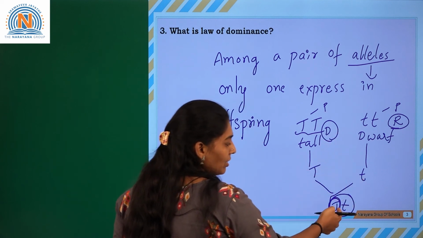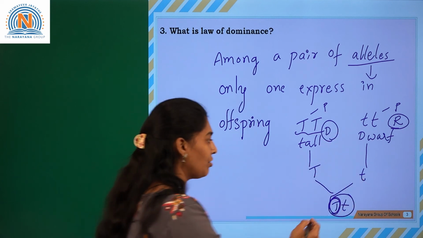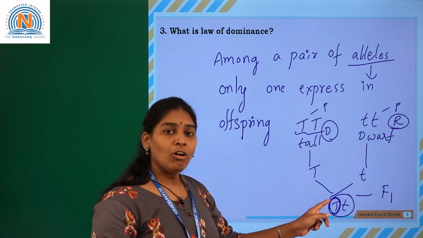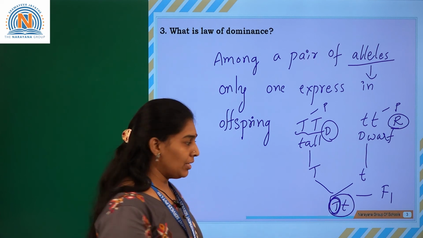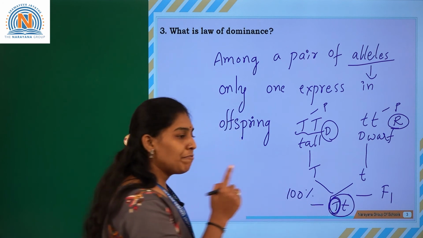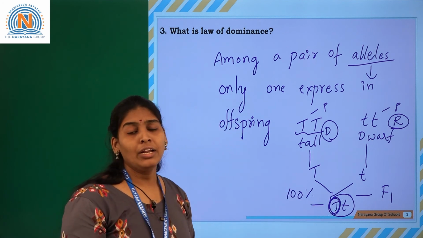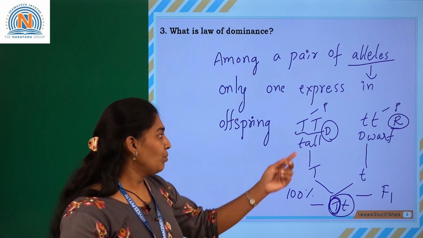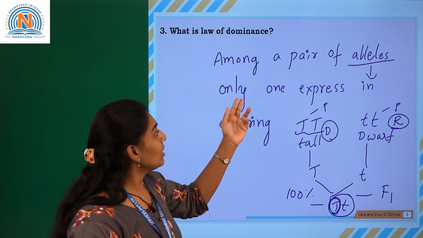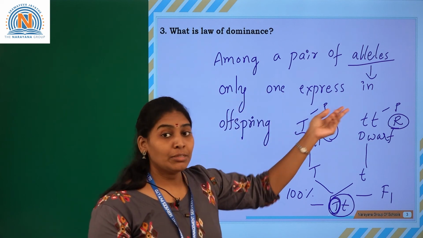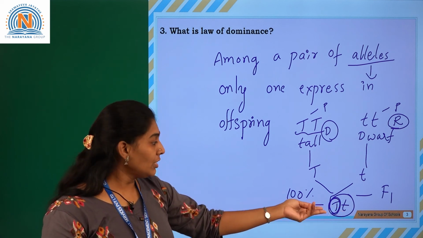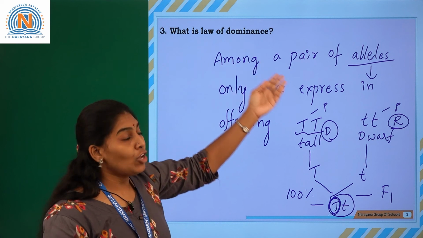Both the alleles are there in the offspring in the F1 generation, but it is expressing that all the 100% plants are tall plants. So every time the F1 generation expresses the dominant character only. From these two, only one is segregating and expressing, only one gene is expressing in the offspring, that is the dominant character. So this is nothing but the law of dominance.